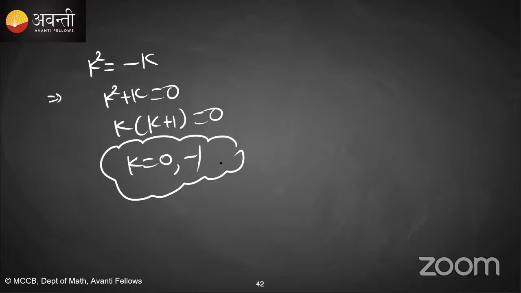So k की दो values आएंगी. Everybody gave me only a single answer, k equal to -1, but k is equal to 0 भी तो answer है, right?